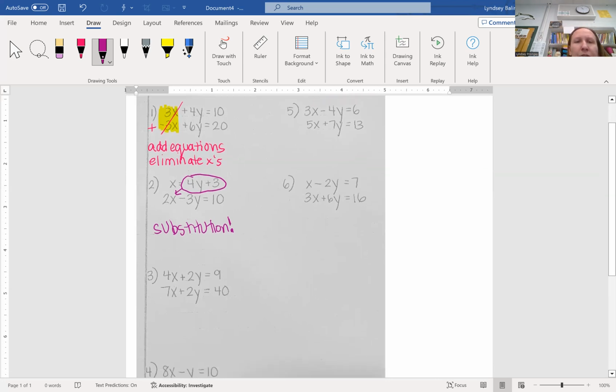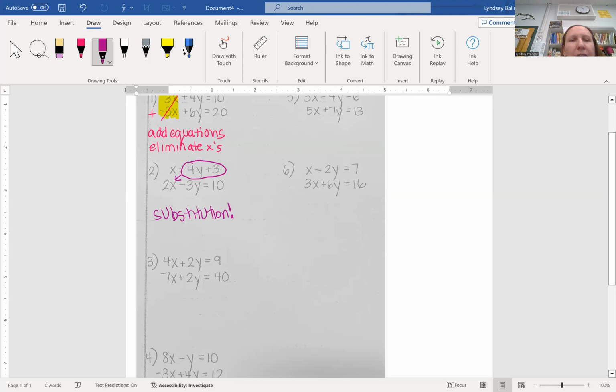Okay. Number three, we have 4x plus 2y equals 9, 7x plus 2y equals 40. I don't have x equals or y equals or coefficients of 1 or -1. And in this case, I do have 2y in each of my equations. And we said there's multiple ways we can do this question. What I would probably do is change the signs in one of my equations.